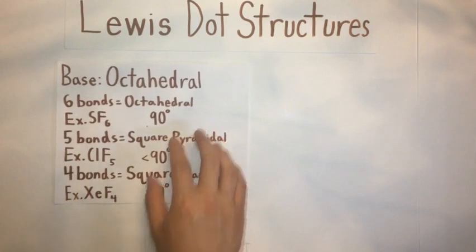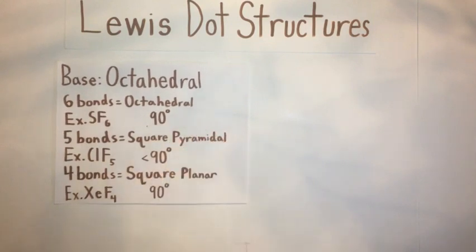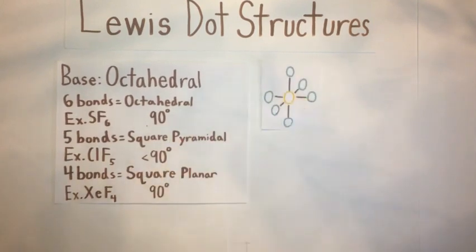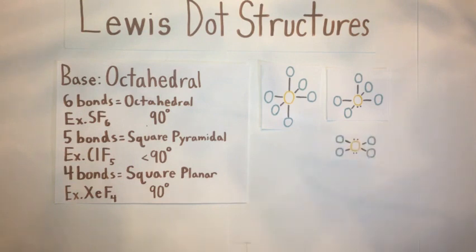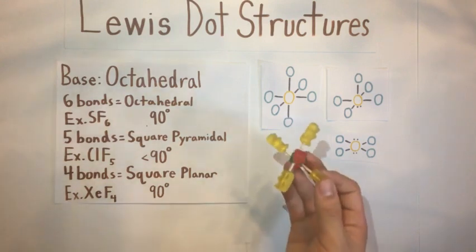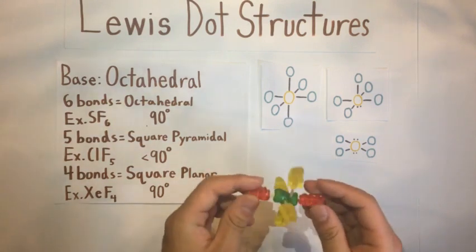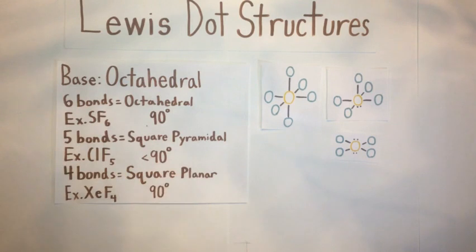If the sum of bonds and lone pairs on the central atom is 6, the base shape is octahedral. When there are 5 bonds and 1 lone pair, the geometry is square pyramidal, and its bond angles are less than 90 degrees. An example of this geometry is ClF5. When there are 4 bonds and 2 lone pairs, the geometry is square planar, and its bond angles are 90 degrees. An example of this geometry is XeF4.